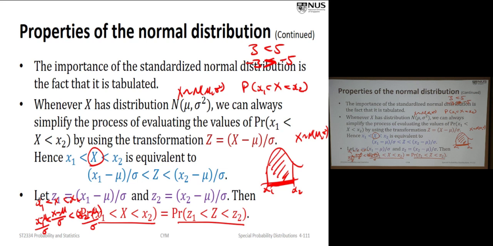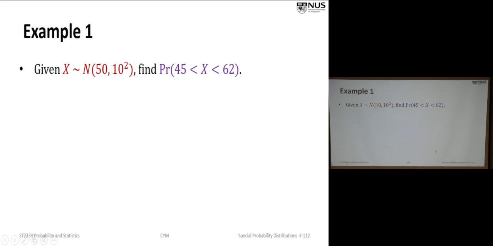So, for example, I have X, which is normal with mean 50 and variance 10 squared. By the way, sometimes I forget to change it: it's not 102, but 10 raised to power 2, so it's 10 squared. So the standard deviation is 10. I want to compute the probability of X between 45 and 62. Take out your calculator and you can work it out.